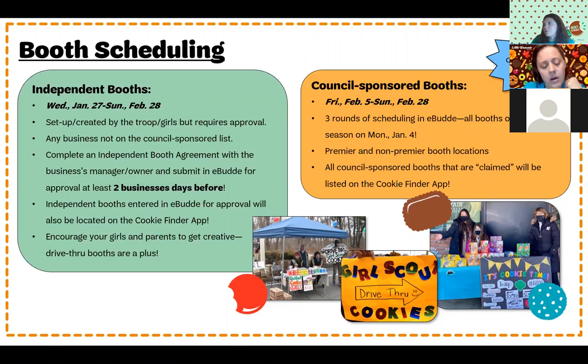So then for council-sponsored booths, those will run from Friday, February 5th to Sunday, February 28th. We will have 3 rounds of scheduling in eBuddy, and then all booths will open for the remainder of the season on Monday, January 4th. So we do designate booths as premier and non-premier, and the only real difference is popularity and volume of sales. So our premier booths are our Walmarts, our HEBs, our Lowe's, our Bass Pro Shops, and our Sam's Club. So those have historically all been our premier locations, and then our non-premier locations have just been all other booth locations. So all claimed booths will be listed in the eBuddy Finder again for customers to find.